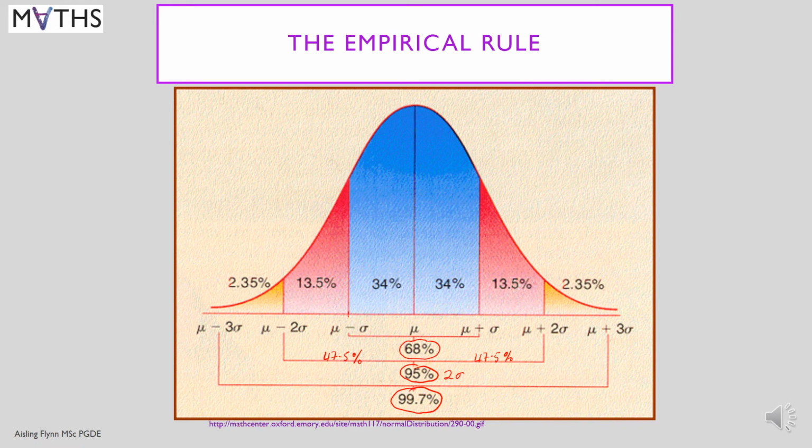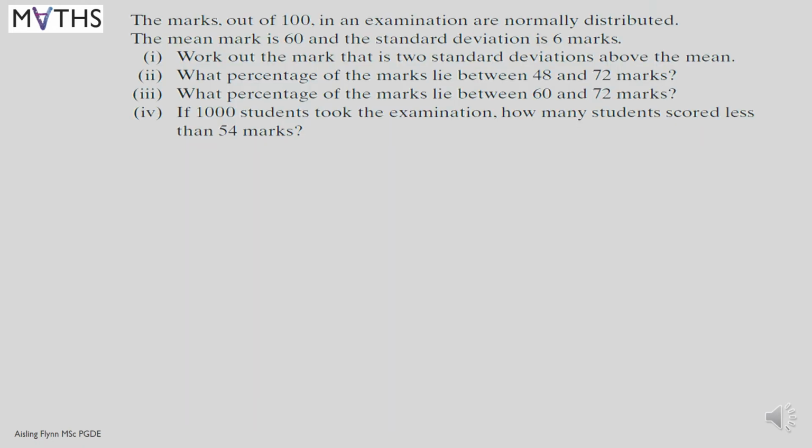And equally, when we divided the 99.7% by 2, we got 49.85 for the left and right. So if you subtract from that 47.5, you get your 2.35, those two yellow sections. All right, so we're going to do some questions based on that and we'll see how it is.